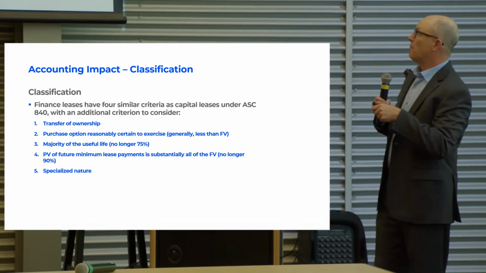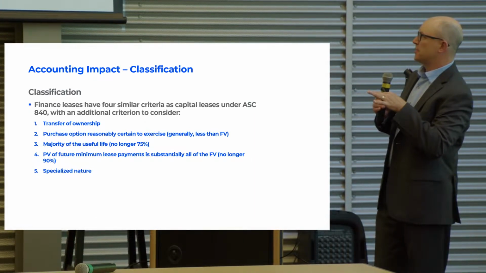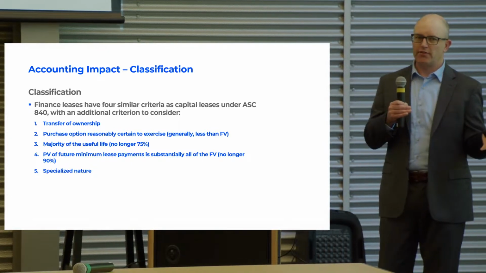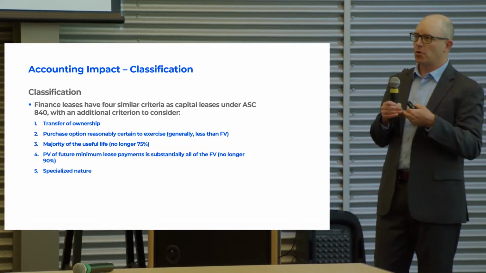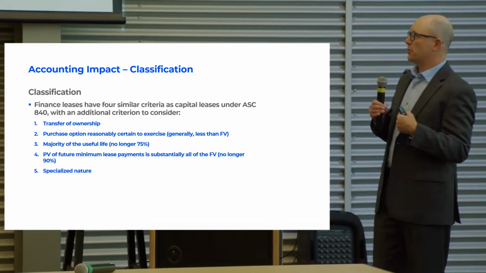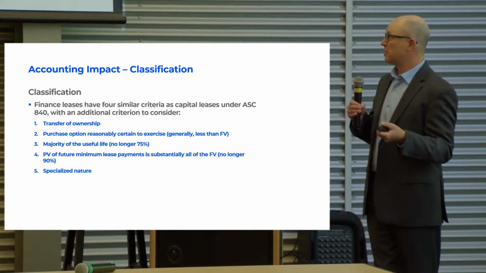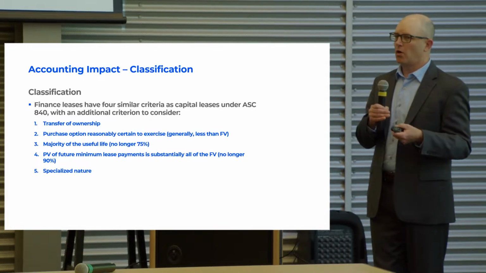categorization. Now, GAAP just says majority of the useful life, so the 75% test is kind of going away. There's no longer a bright line. And the present value of the minimum lease payments is substantially all, so the 90%.